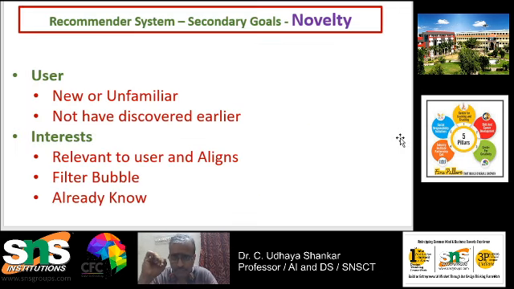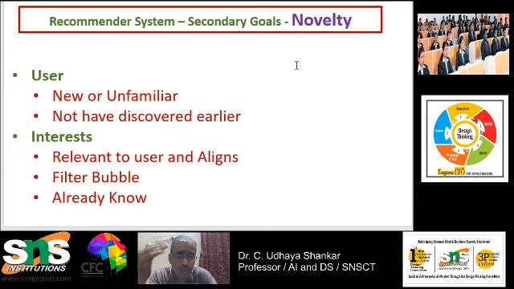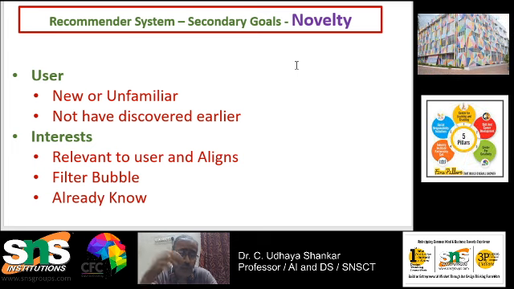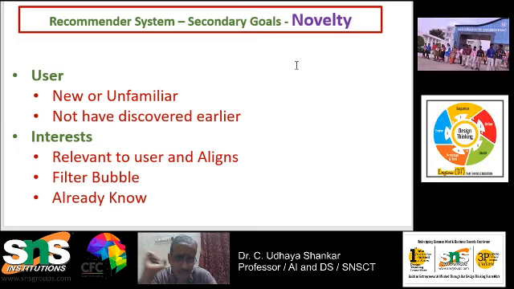Now, what do you mean by novelty in a recommender system? Novelty is a degree. It is the degree to which the recommended item is new. How much is it new? How unfamiliar is it to the user? That is called novelty. Novelty is the degree to which the recommended item is not familiar or is new to the user. Please understand it.